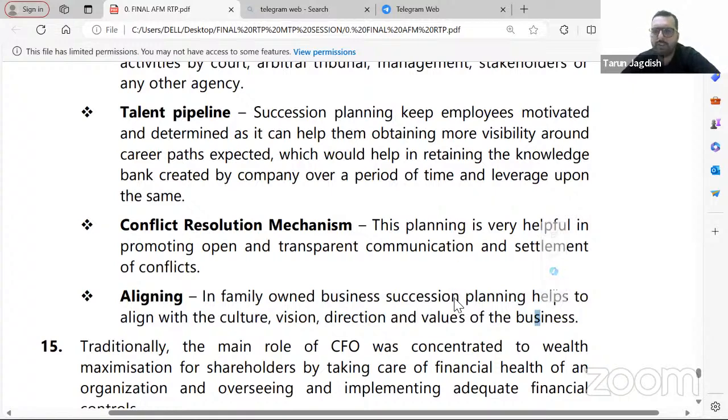Friends, many businesses here are run by family-driven people. So if it is run by family and suddenly an outsider comes in, this outsider will take some time to adjust to the family culture. Only then can he enroll inside. So that alignment time also will be available if you have succession planning coming into the picture.